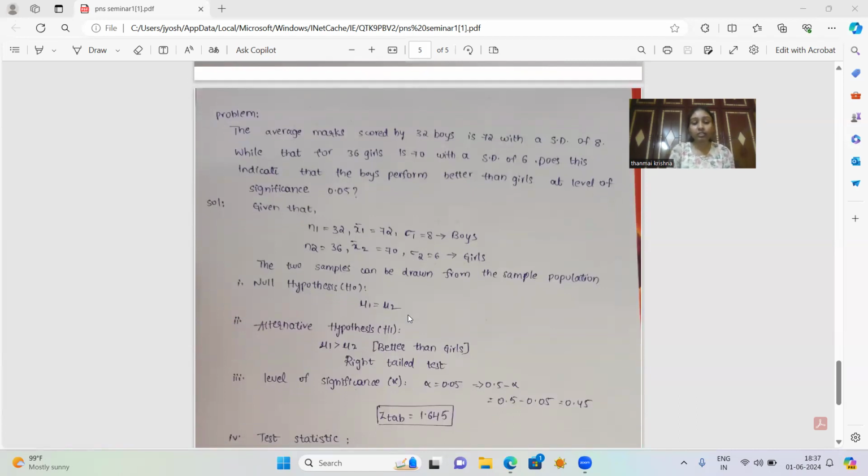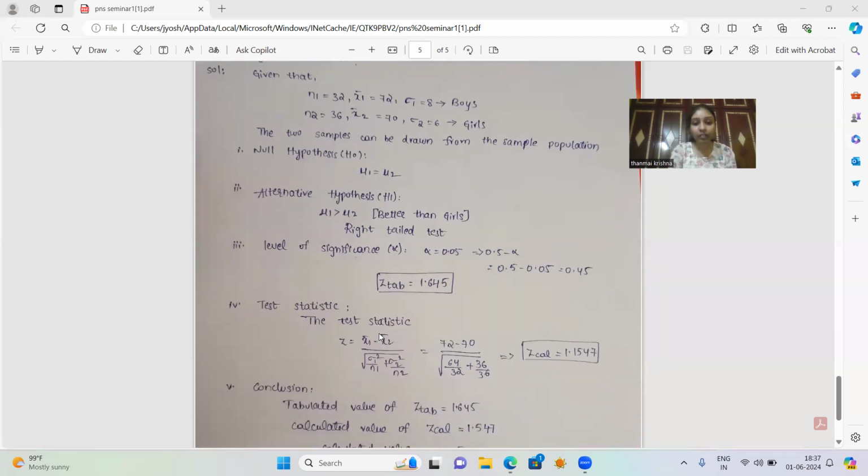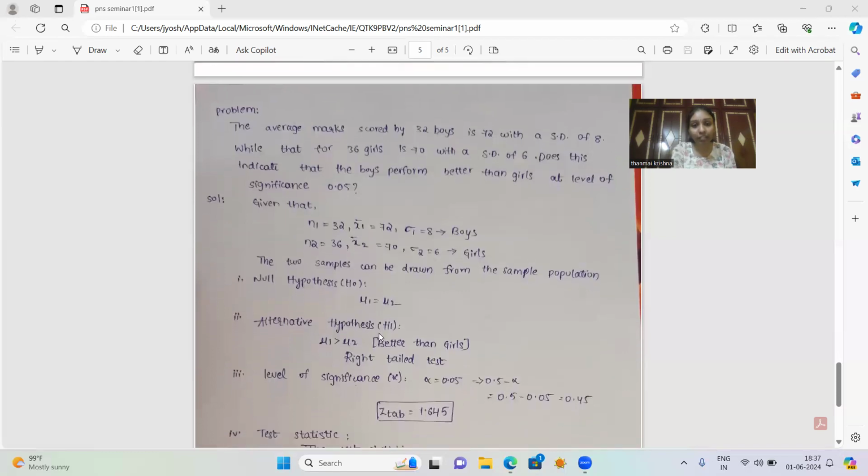Next, we are going to find whether the null hypothesis is accepted or rejected by 5 steps. First we are going to find the null hypothesis H0. Here, mu1 is equal to mu2, so the two samples can be drawn from the same population. Next, the alternate hypothesis, mu1 is greater than mu2, which means boys are better than girls. Right tail test, level of significance alpha equal to 0.05. So 0.5 minus 0.05 is 0.45. Next, the z value which is tabulated is 1.645.